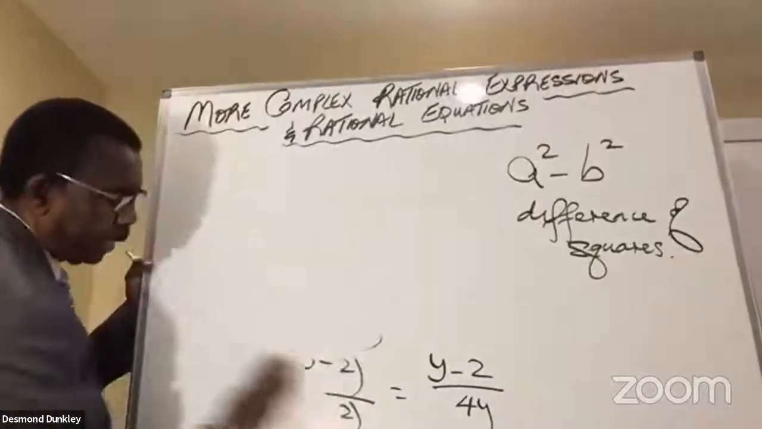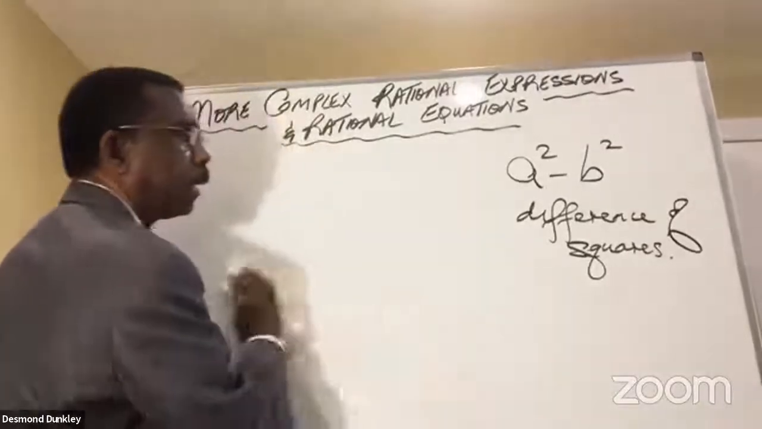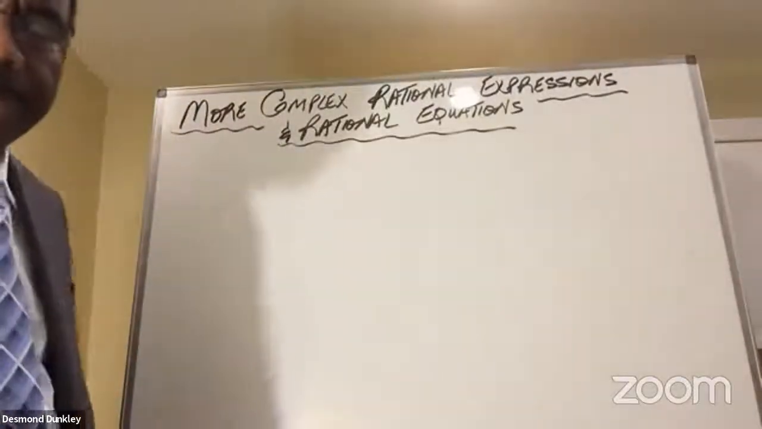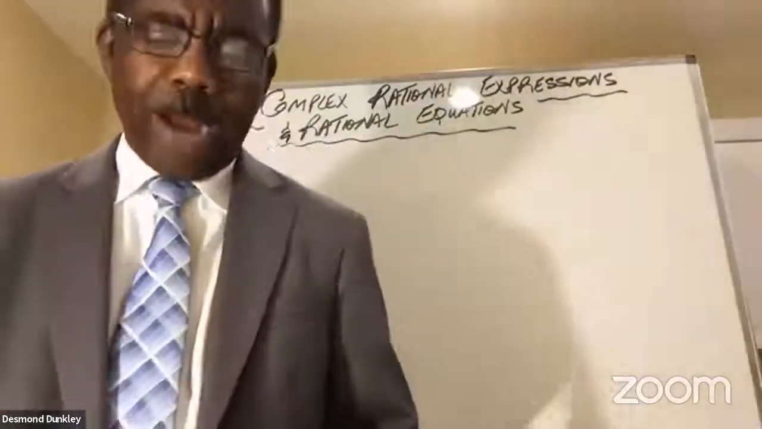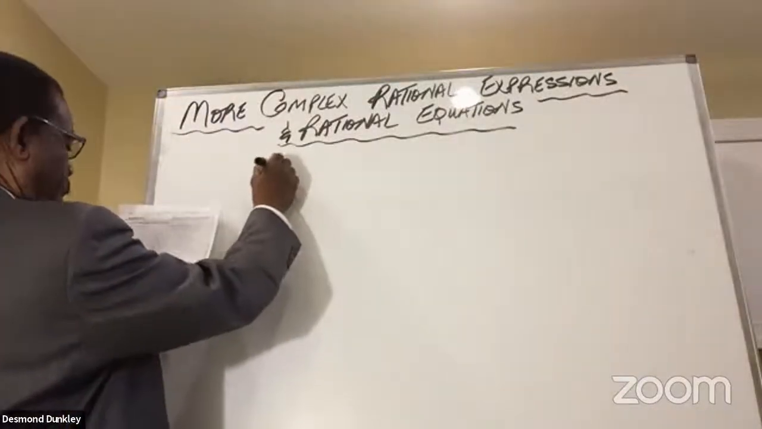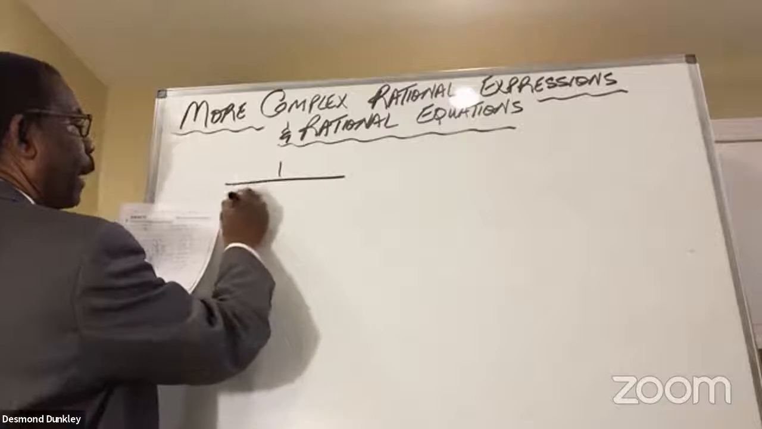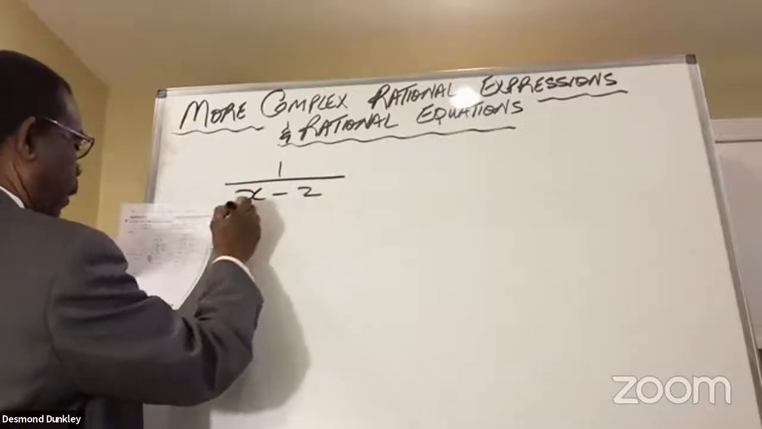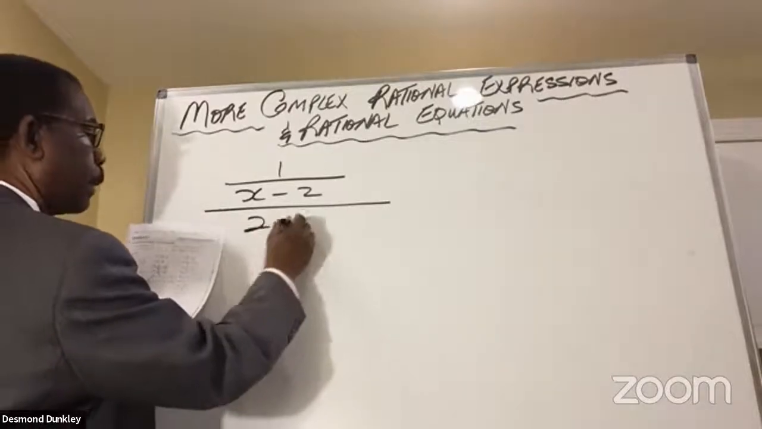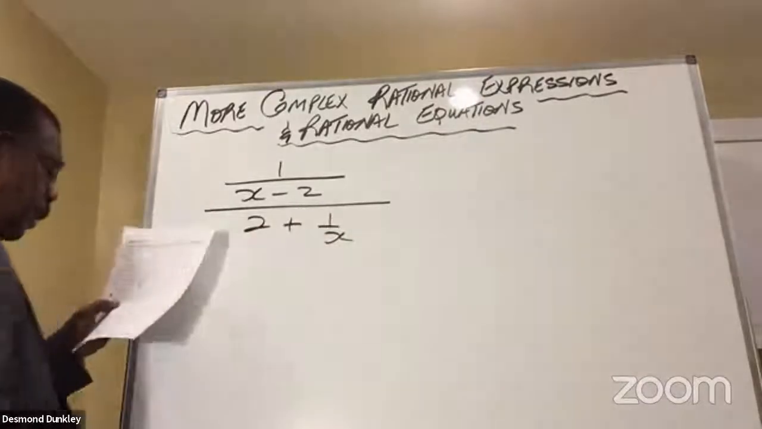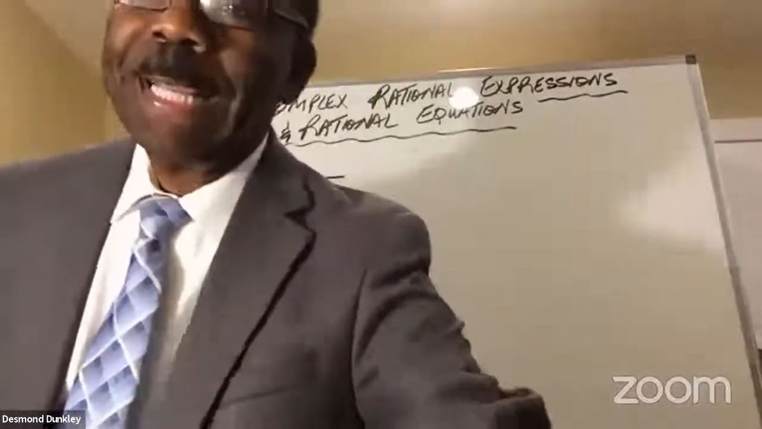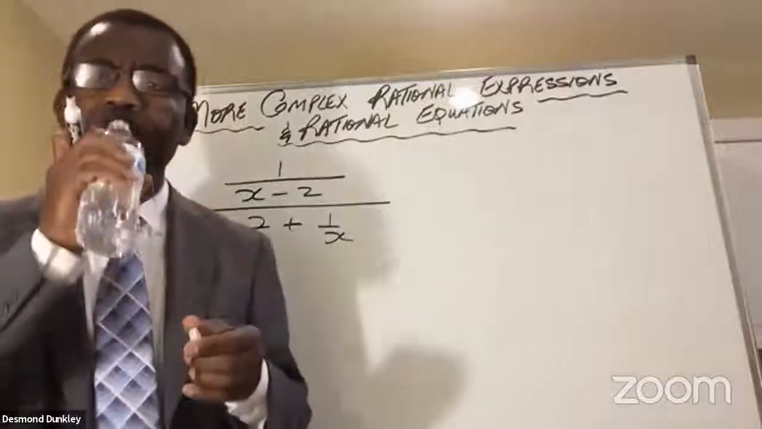And the only thing that can create any confusion is when you have a fraction over a fraction. For example, look at this. 1 over x minus 2 divided by 2 plus 1 over x. Now, this is what I was talking about when I say ugly. That's ugly. So let me take a sip of water and then we'll tackle it.